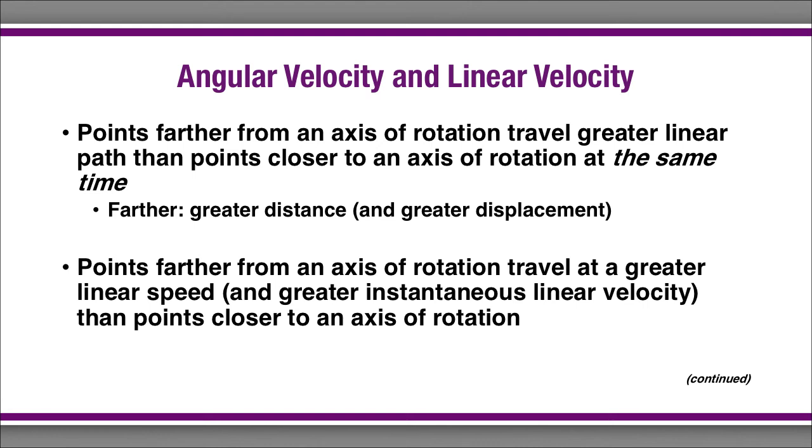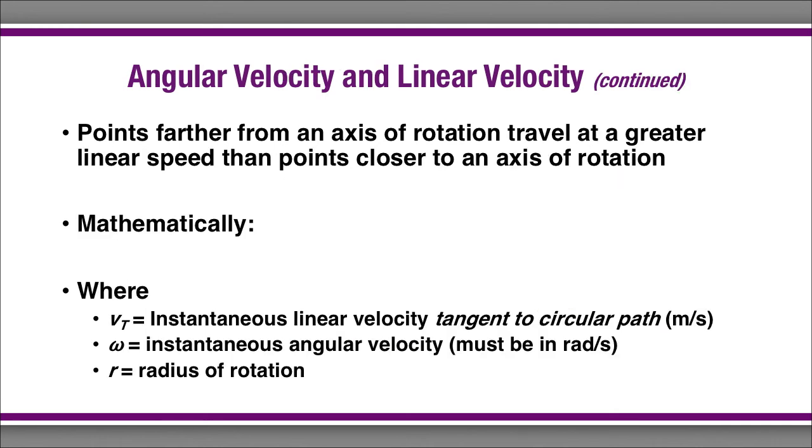A couple of important conceptual points with the relationship between angular velocity and linear velocity: points farther from an axis of rotation travel a greater linear path than points closer to an axis of rotation in the same amount of time. Points farther from the axis of rotation travel at a greater linear speed and greater instantaneous linear velocity than points closer to the axis of rotation.